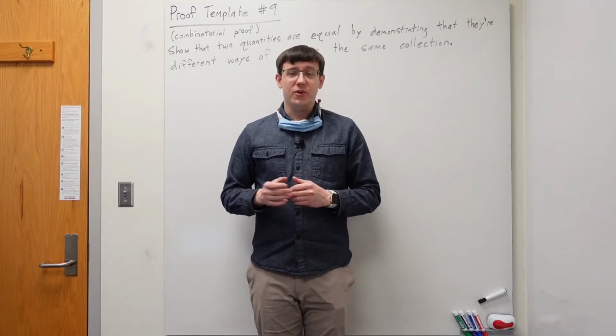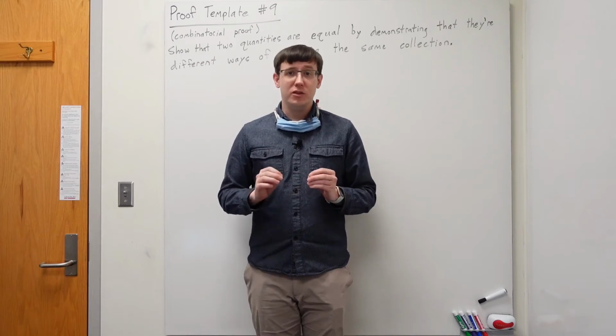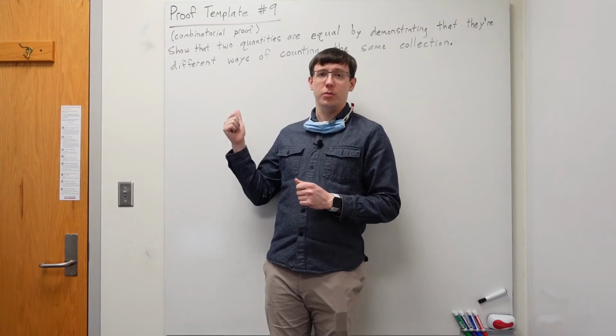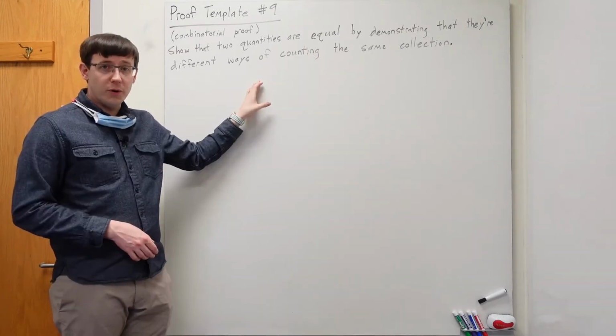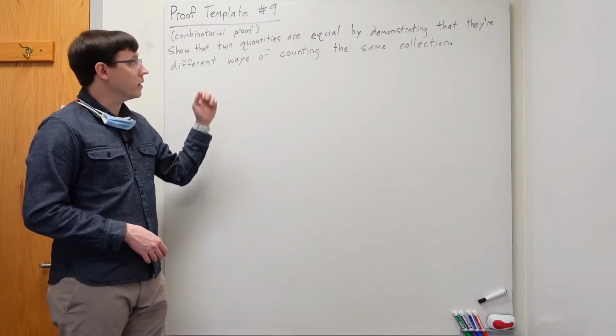Your reading assignments for last week included a proof template that we haven't discussed yet. So let's begin today by talking about the idea of combinatorial proofs. Combinatorial proofs are about showing that two numerical quantities are equal.